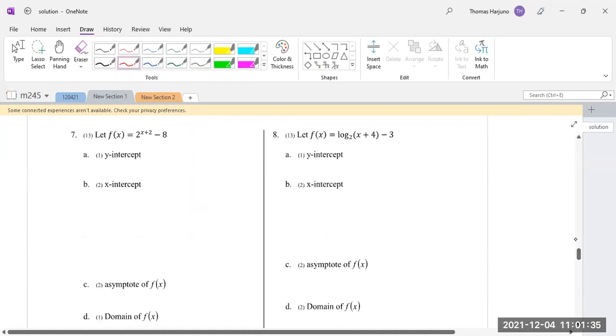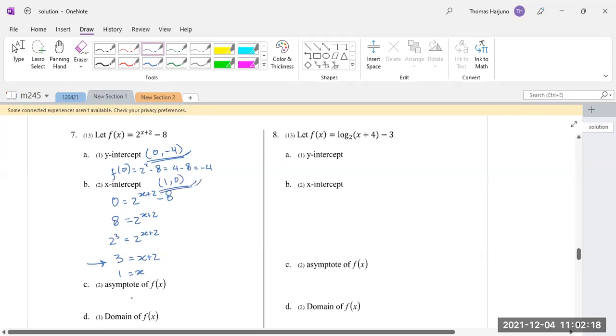Number 7, what's the y-intercept? So that's f of 0. f of 0 is 2 squared minus 8, that's 4 minus 8, that's negative 4. (0, -4). How about the x-intercept? The y is 0. This is 8, which is 2 cubed. So 3 equals x plus 2. Therefore, x equals 1. So the x-intercept is (1, 0).